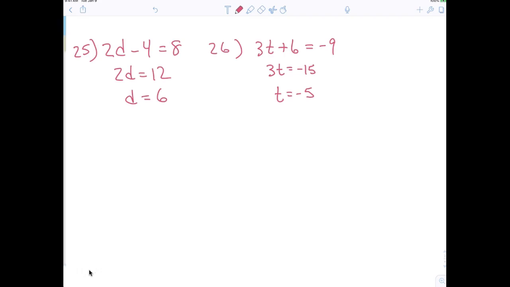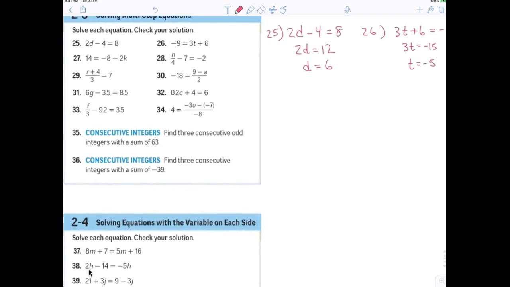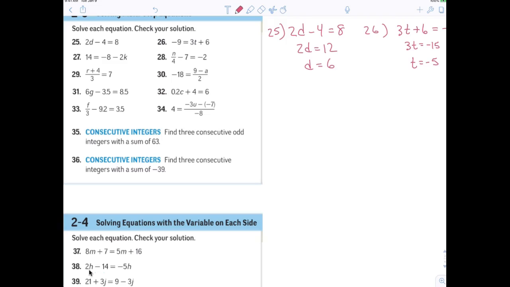All right, let's check out 27 now. Again, I'm going to do 27 the same way. Watch this, guys. If I'm going to rewrite something, I might as well write it in the right order. So what am I going to do for 27? Right, -8 minus 2k equals 14. Now tell me, what do you do? Plus 8? Yes, add 8. What do I get? You get 22.